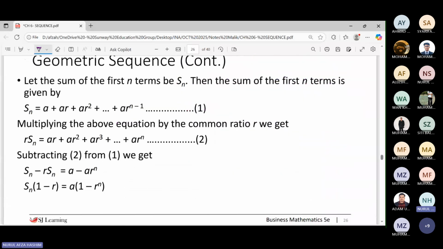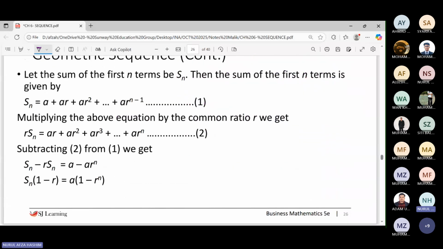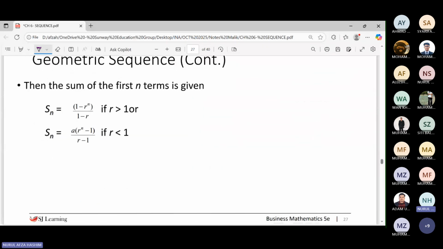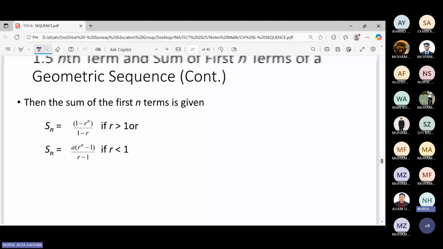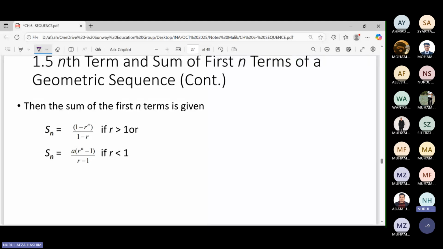And how about Sn? We have two formulas for Sn. This one, I think they forgot about the E here. It should be E. So it's either this one or this one. You should get the same answer.